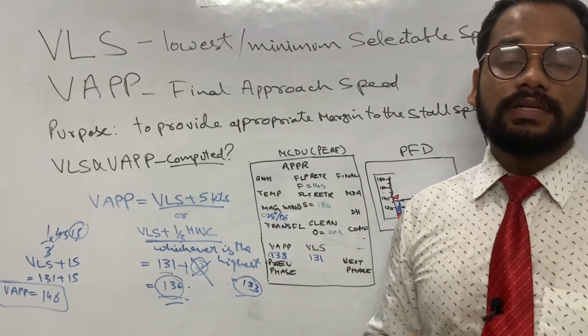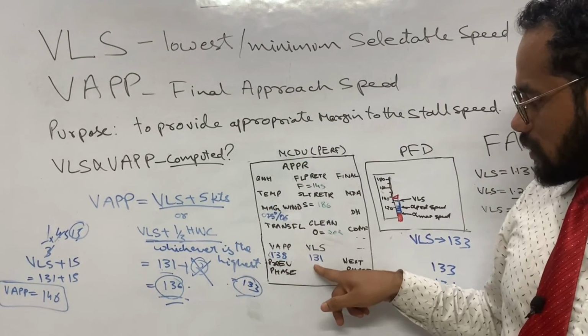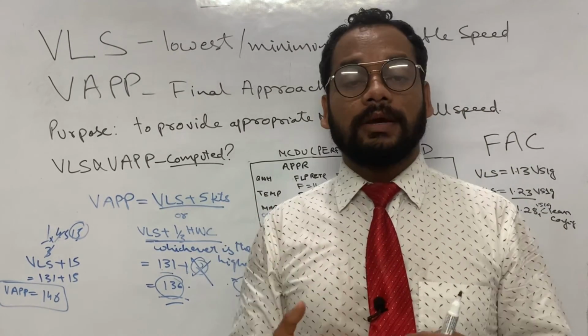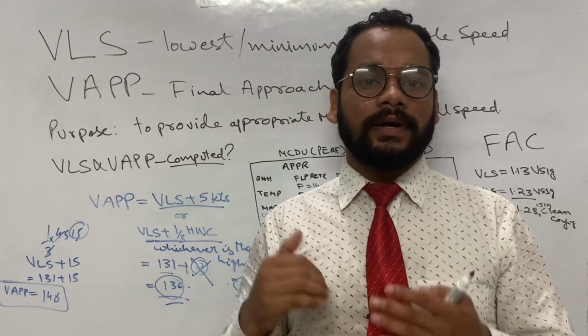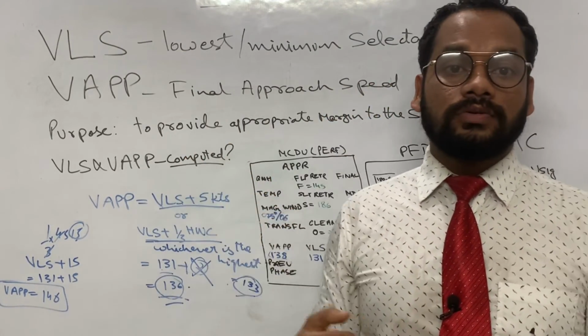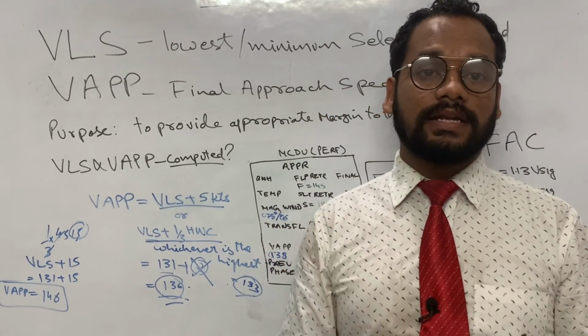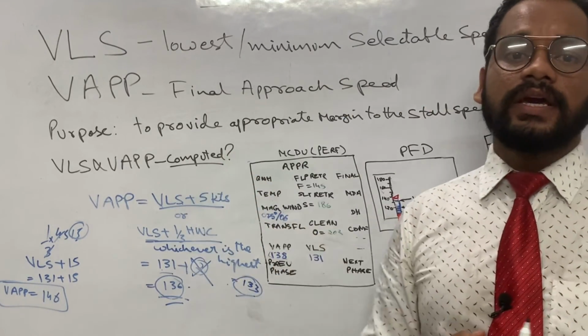The other thing, friends: the VLS which is computed by the FMGC and indicated on the MCDU, like 131, is calculated by the FMGC based on the zero fuel weight and the zero fuel weight CG, which is entered by the pilot in the MCDU. So it is the captain's responsibility to make sure that this data is correctly entered, because based on this the VLS is calculated by the FMGC.